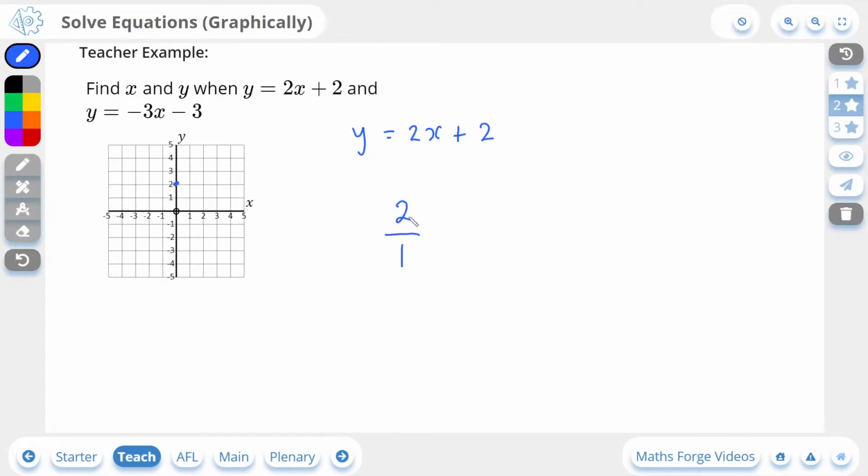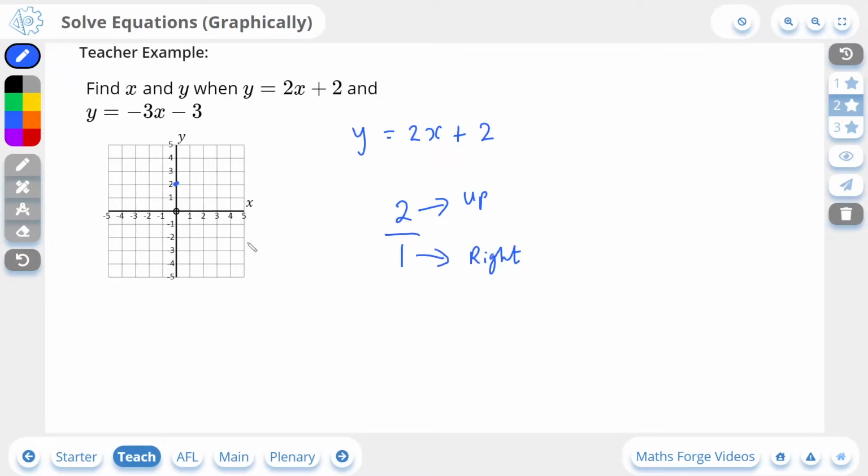Now, if you remember how to find your gradients, it's the difference in y divided by the difference in x, or rise over run. So this number here at the top is how much you move up or down by to stay on your line. Since it's positive 2, we're moving up by 2. So this is going to be up by 2. And this denominator here is how much you move to the left or to the right by. Since it's a positive 1, we're going to move to the right by 1.